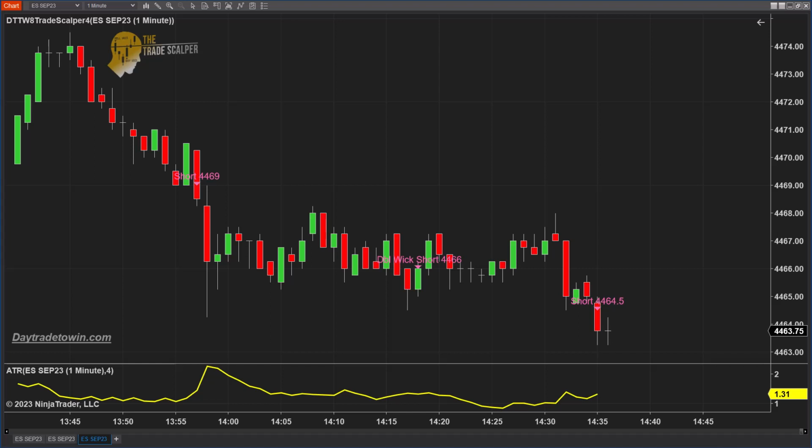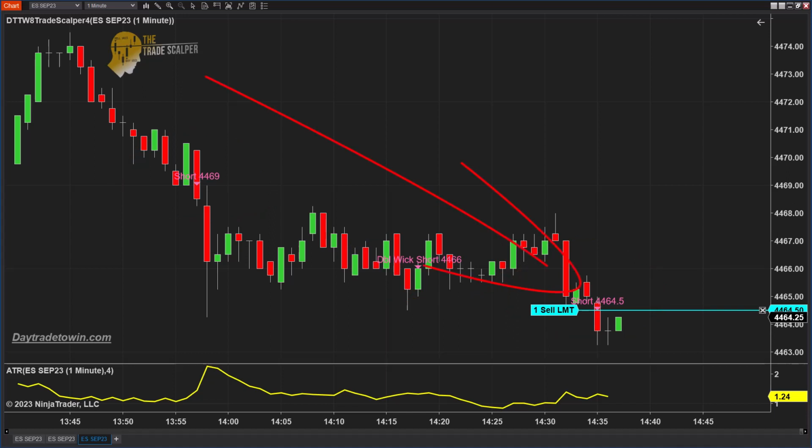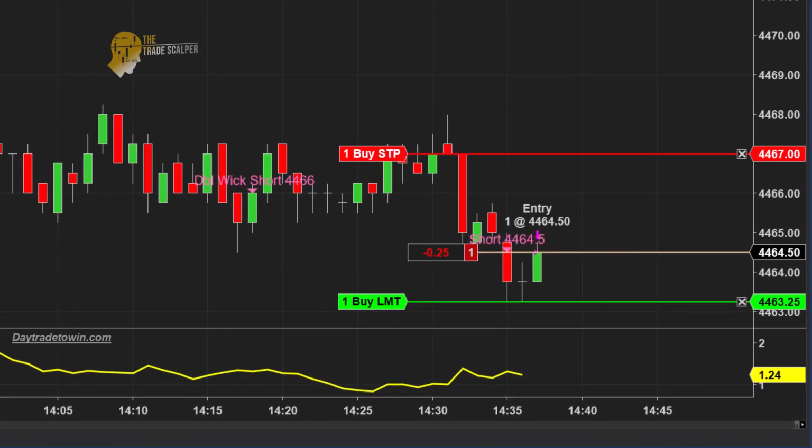Now, you can see that there's three specific entries to go short within the last half hour. So that's a good thing. The market's starting to continue to go lower and lower. Now we have this most recent signal, 44.6450.